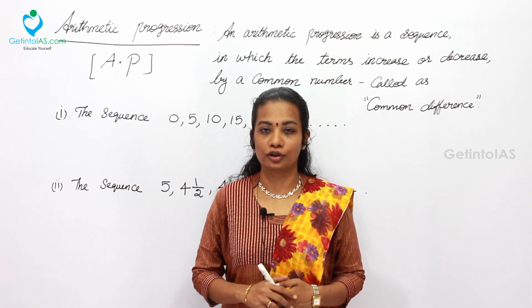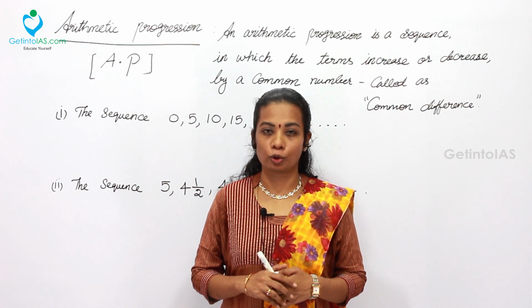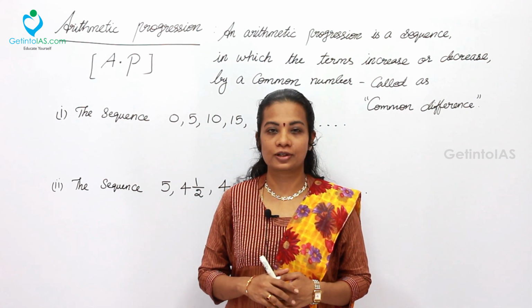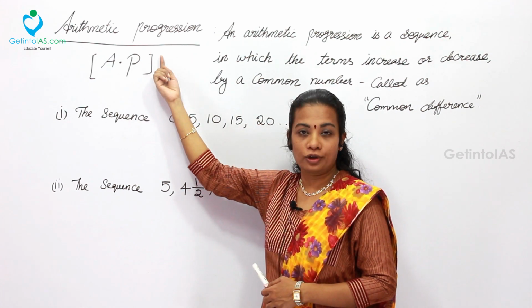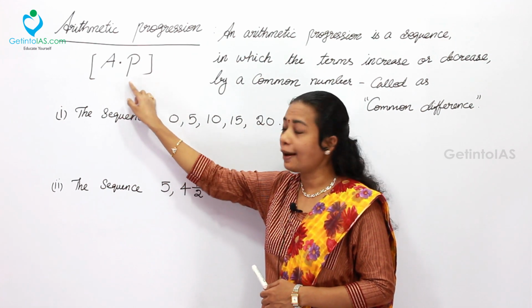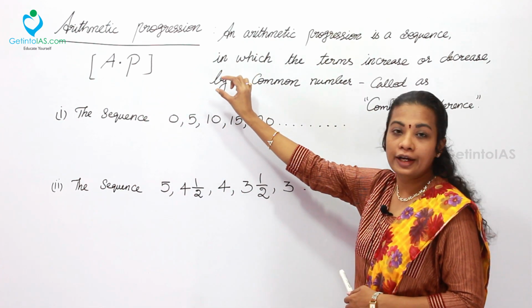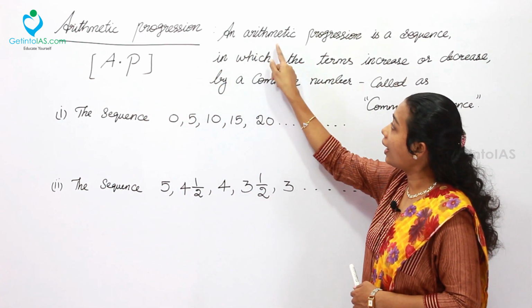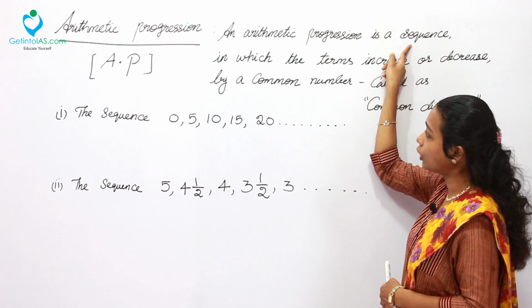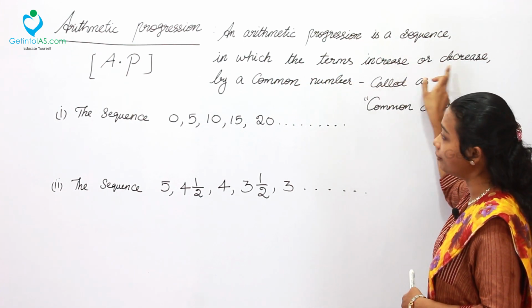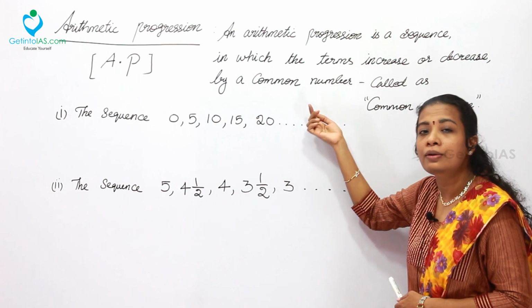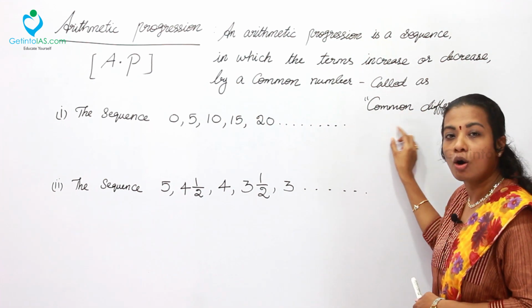In this session, we are going to deal with arithmetical progression, the basic concepts. First thing, arithmetical progression or arithmetic progression, shortly known as AP. The definition for arithmetical progression is: an arithmetic progression is a sequence in which the terms increase or decrease by a common number called the common difference.